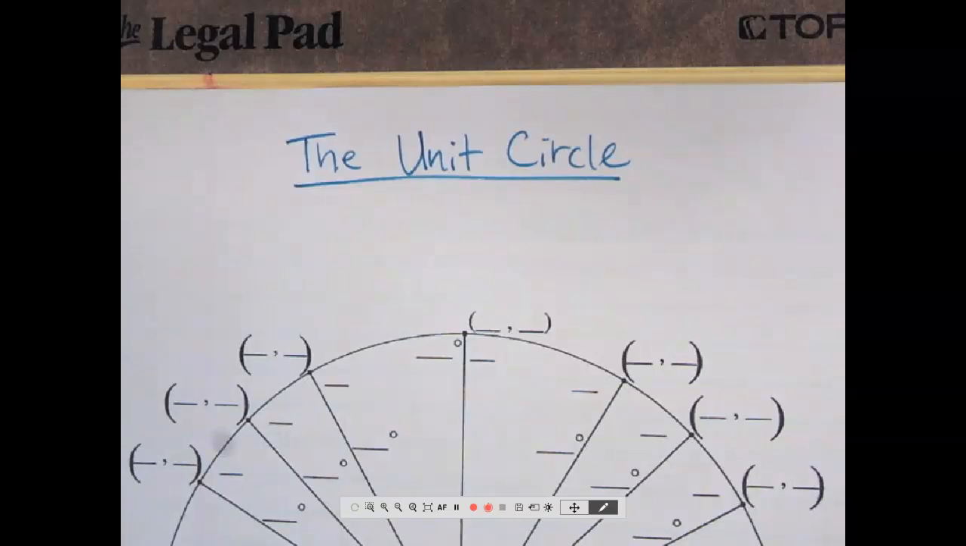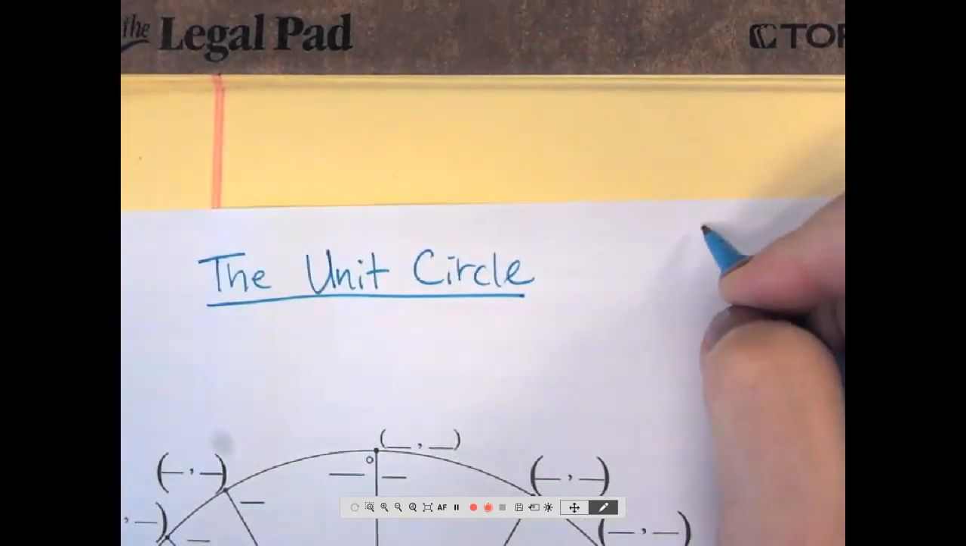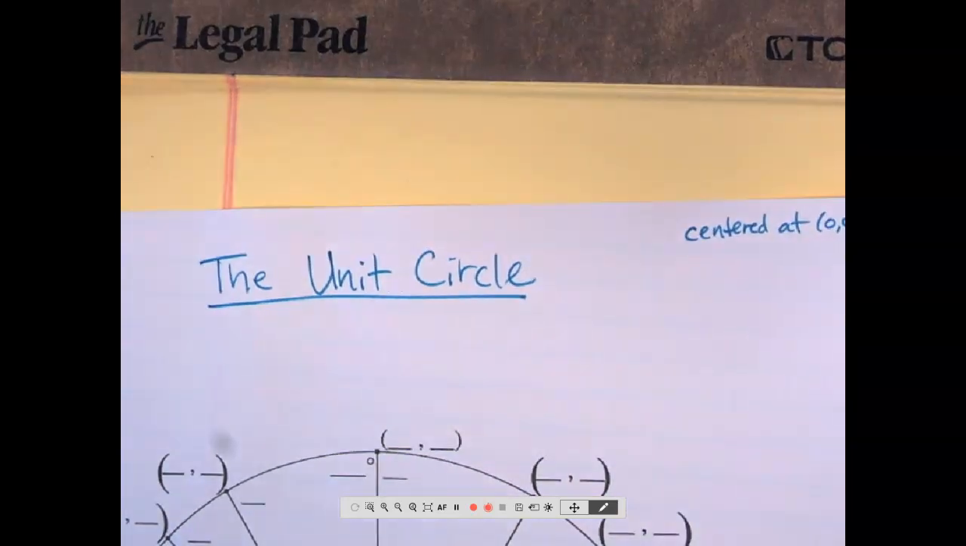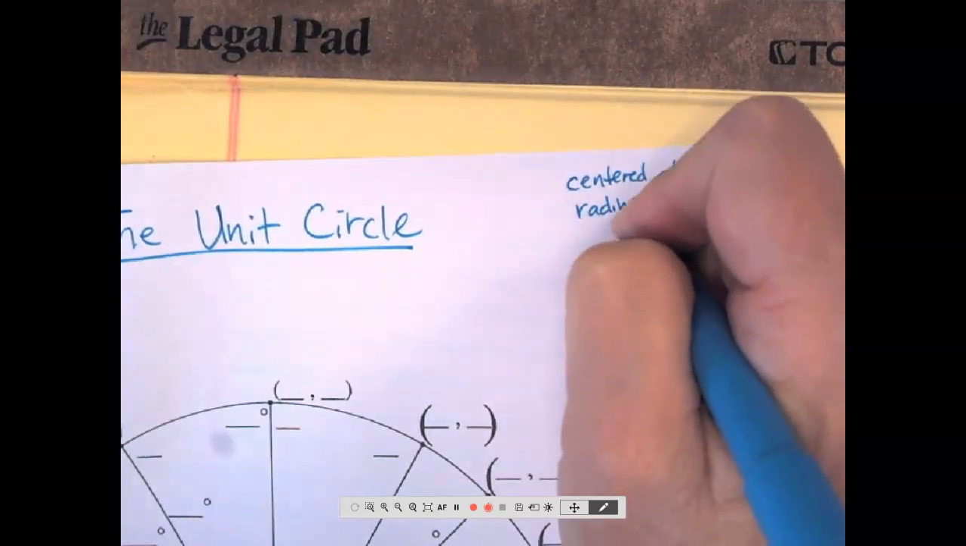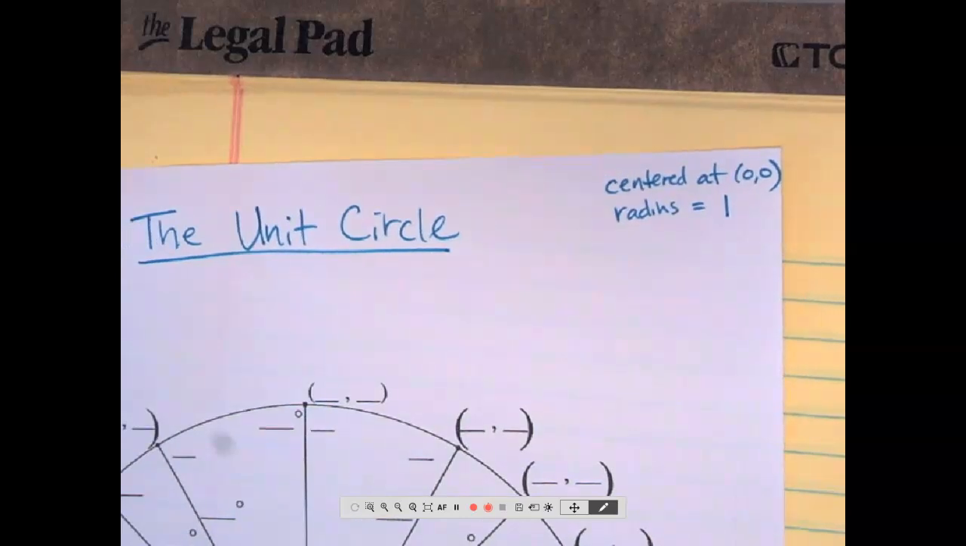Okay, now the unit circle has a very specific definition. The unit circle means that it is centered at 0, 0, so centered at the origin, and it has a radius of 1. That's what unit circle means. It's a circle centered at the origin, radius of 1. Let me show you what I'm really talking about.